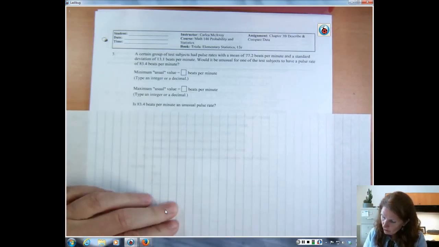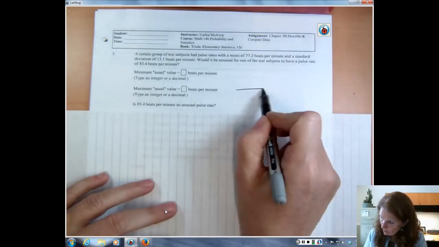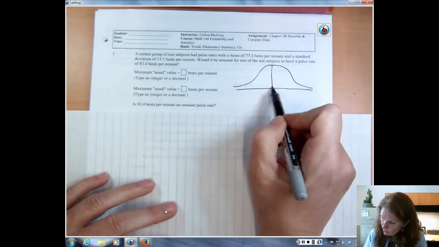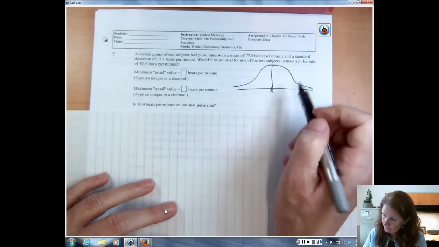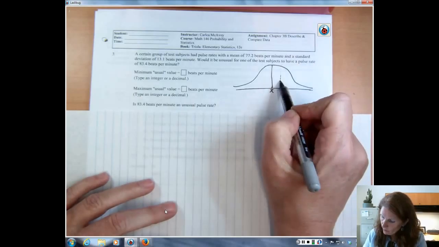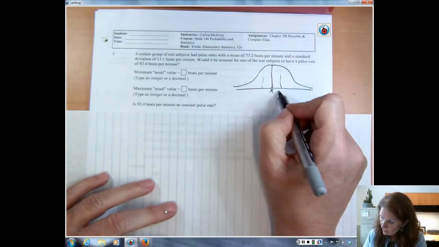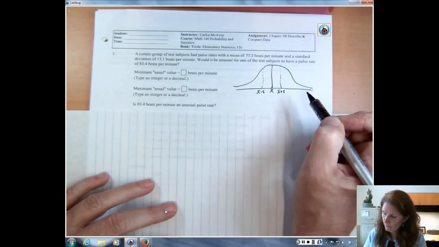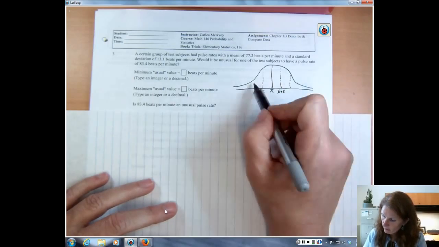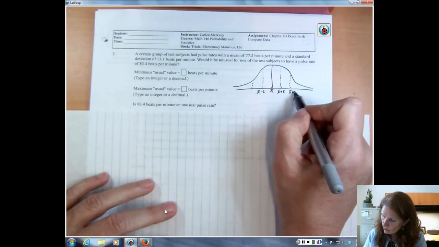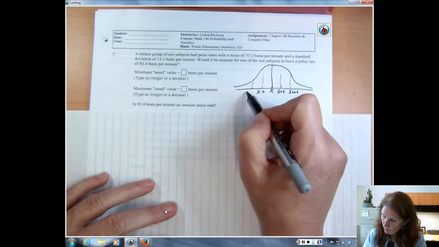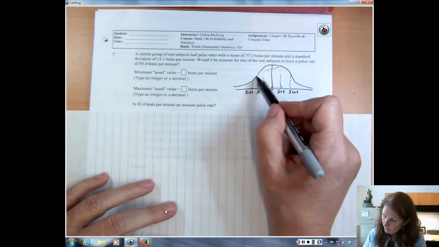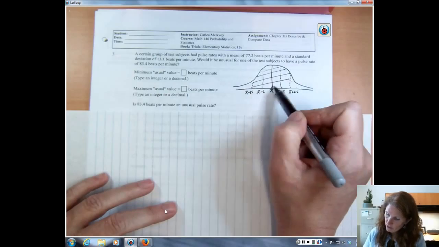I'm going to draw it just because I think it's nice to keep putting in your head what we're talking about. When we're talking about a normal distribution, here's your mean, X bar is right there. Then if we go one standard deviation over, we have X bar plus a standard deviation. Over here we have X bar minus 1 standard deviation. And if we go over again, we have X bar plus 2 standard deviations. And over here we have X bar minus 2 standard deviations. And these are considered the usual values, right? Anything in here is usual.